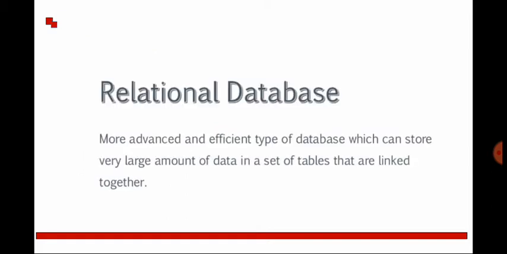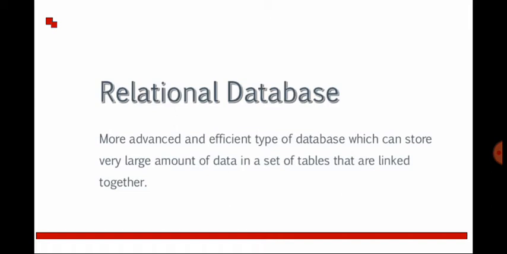Here the next one is relational database. The relational database is a more advanced and efficient type of database which can store a very large amount of data in a set of tables that are linked together. In this, different nucleotide and protein sequences are stored in table format. That means the different species and their nucleotide sequences, protein sequences are in the form of tables that can be stored in a relational database.